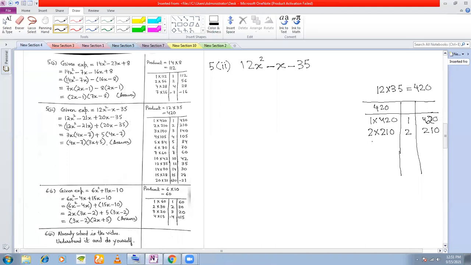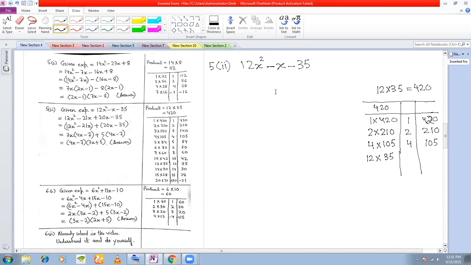No, sir. Next, 210, you divide by 2 and multiply 2 by 2. So you get 4 into 105. Will 4 and 105 give you minus 1? No, this will also not give you minus 1, right? Next, 105 is divisible by 3, right? So you multiply 4 by 3 to get 12 and divide 105 by 3 to get 35.